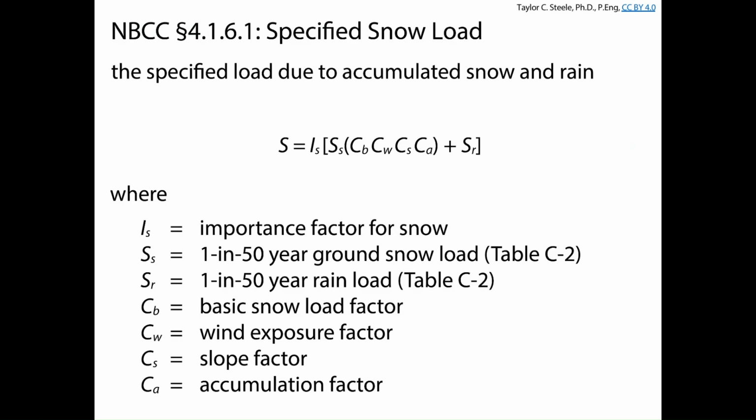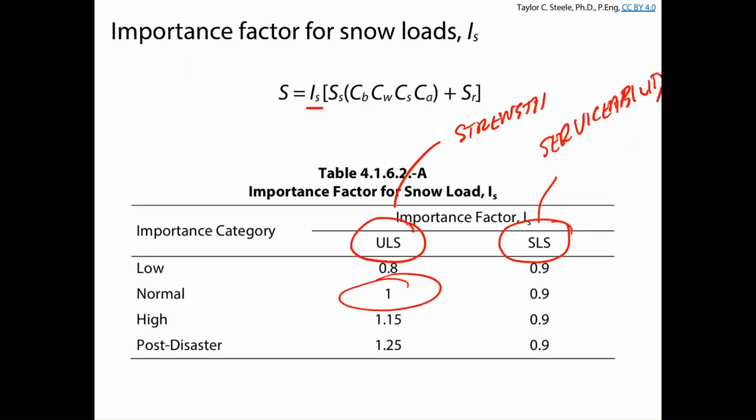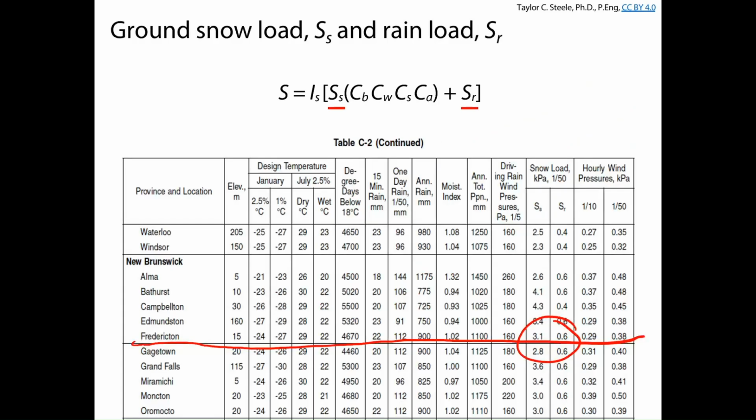So what importance factor did people use to calculate the snow load? 1, normal importance structure. You go to the importance category table, and we see normal importance gets an importance factor of 1. Then we have the climate data. What did we use for SS and SR? In fact, I already told you what they should be. We used, that's right, from the table, 3.1 for SS and 0.6 for SR.